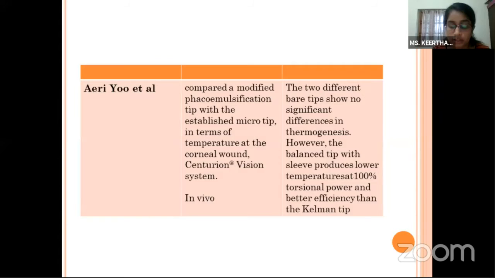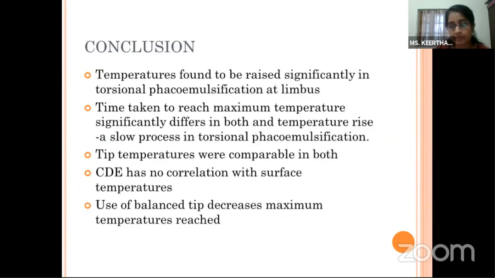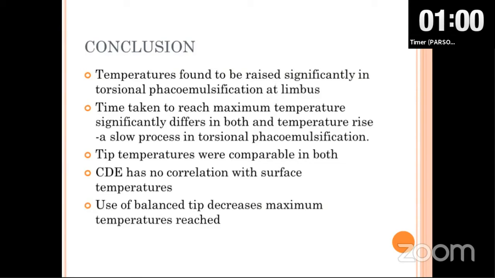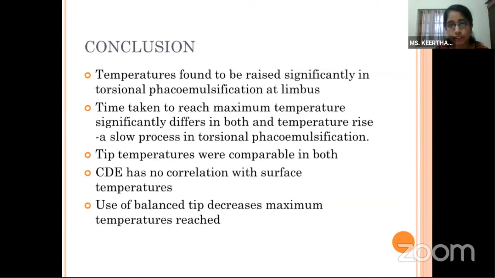To conclude, in our study, temperatures were found to be raised significantly in torsional phacoemulsification at the limbus in 48% of cases, and the time taken to reach the maximum temperature differs significantly in both; temperature rise is a rather slow process in torsional phacoemulsification. The tip temperatures in both modalities were comparable, and CDE has no correlation with the surface temperature, while the use of a balanced tip decreases the maximum temperature reached.